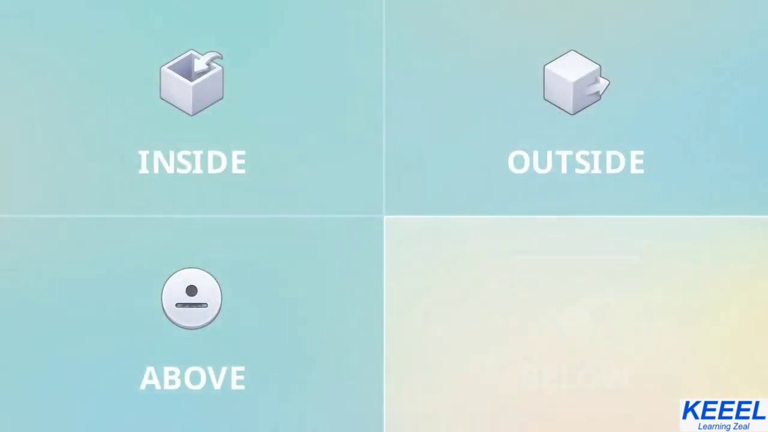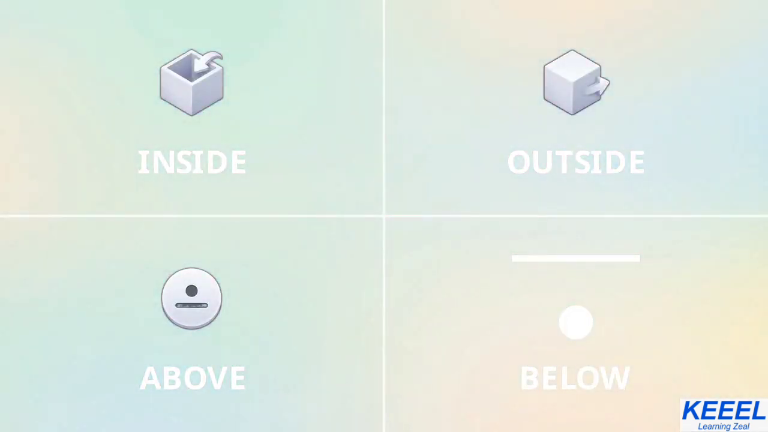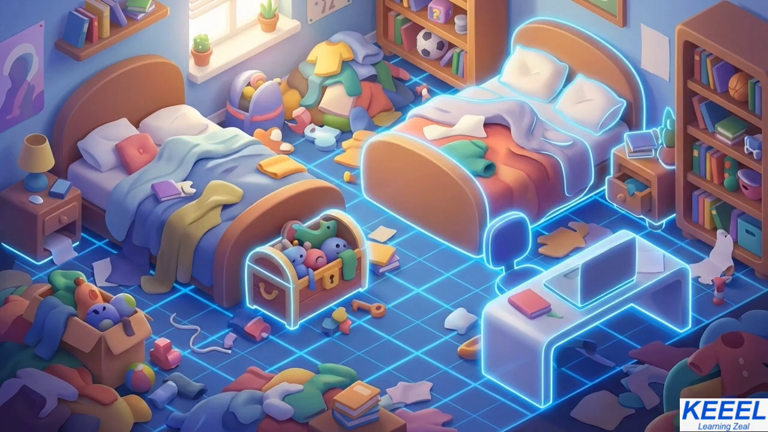These paired opposites, inside and outside, above and below, function as a localized grid. They narrow down the search area and turn a cluttered room into an organized, trackable environment.